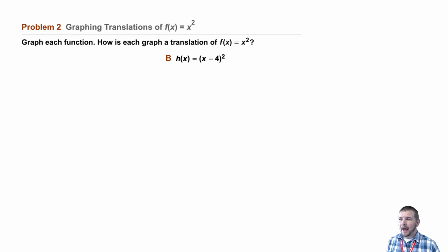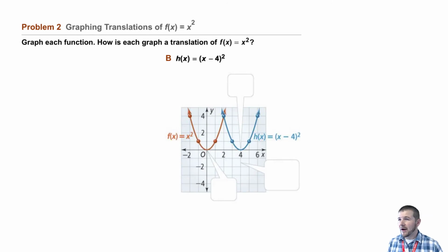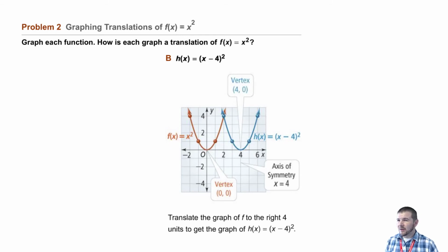And part B, how about h of x equals the quantity x minus 4 squared? Well, again, starting with the parent quadratic function f of x equals x squared, shown here in orange, we would shift each point to the right exactly 4 units. That leads us to a vertex of 4, 0. So, as we see at the bottom, we translate the graph of f to the right 4 units to get the graph of h of x equals the quantity x minus 4 squared.